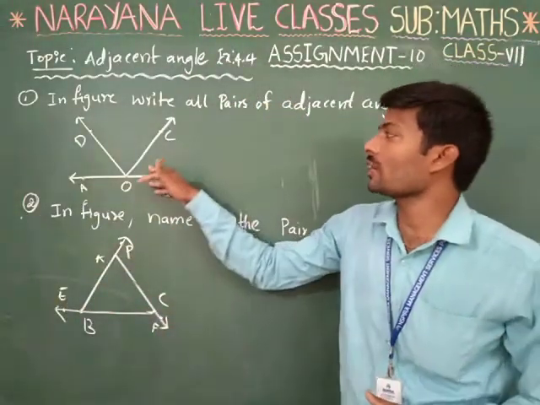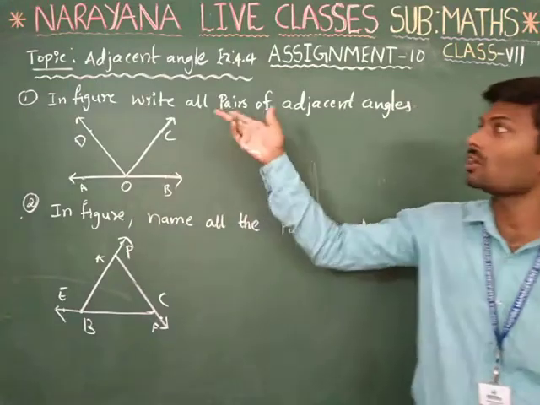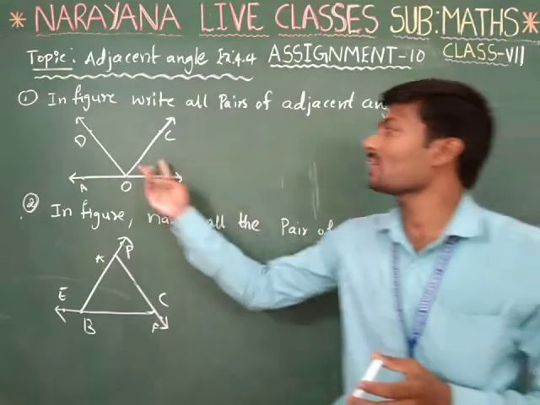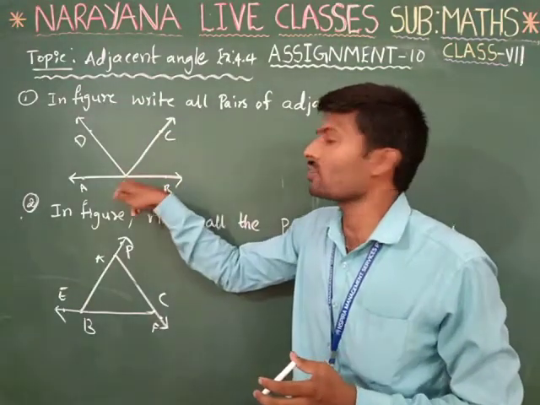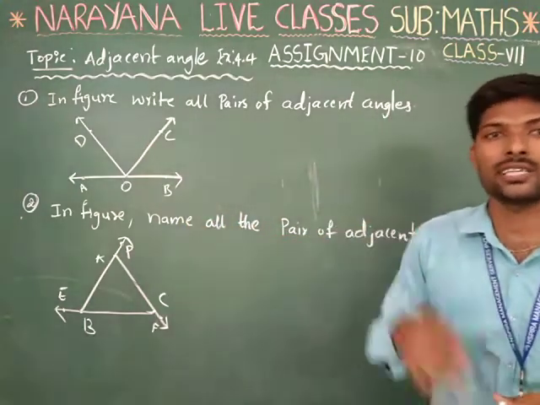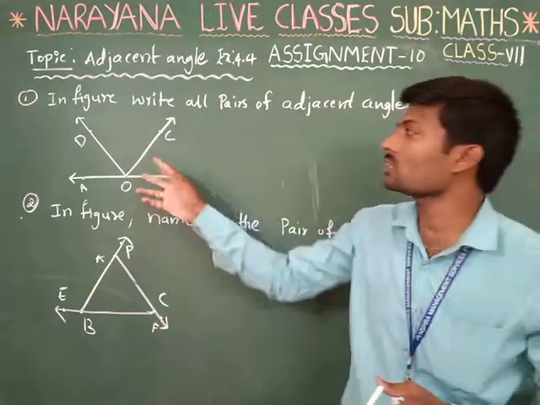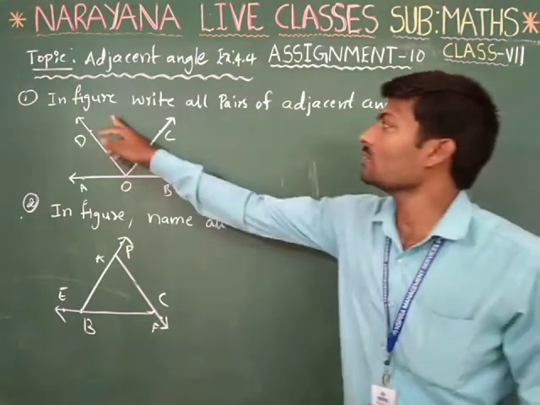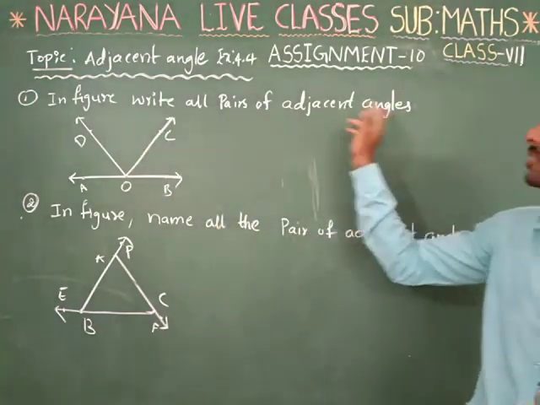Before going to handle this question, what is the definition of an adjacent angle? If two angles have a common arm and a common vertex, then those two angles can be called adjacent angles. Like that, we have to select which two angles are pairs of adjacent angles. Let's write all pairs of adjacent angles from this figure.